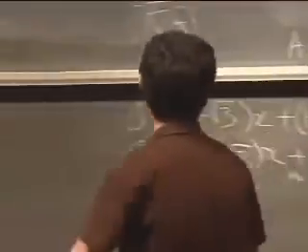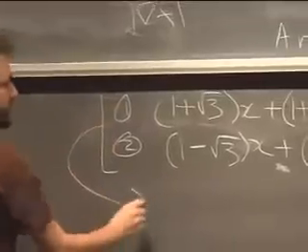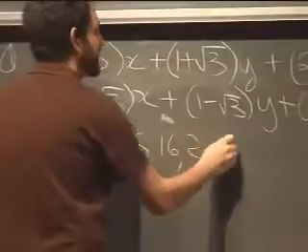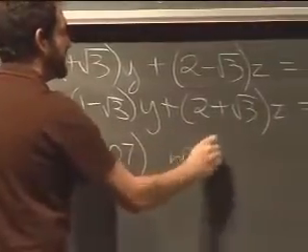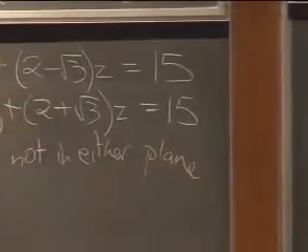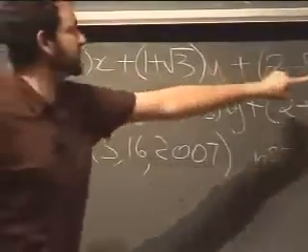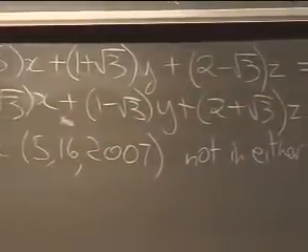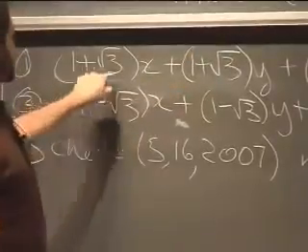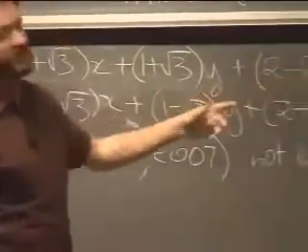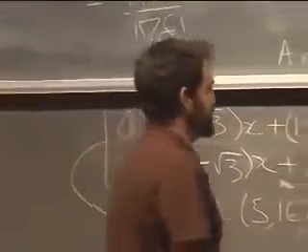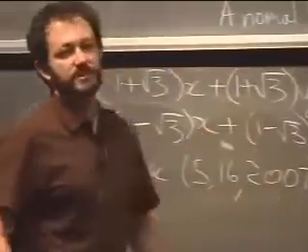So to really complete it, you should check in both cases that (5, 16, 2007) is not in either plane. So you just plug it in. You plug in (5, 16, 2007) and hope that you don't get 15. Well, clearly you don't, right? I mean, it's going to be 5 plus 16 plus 2. It's going to be like 4,000 minus something root 3. And so this is easy to check. And so these are the two planes that are possible.